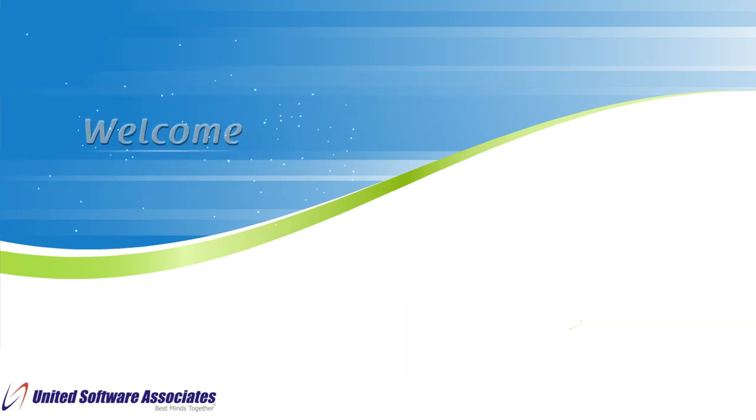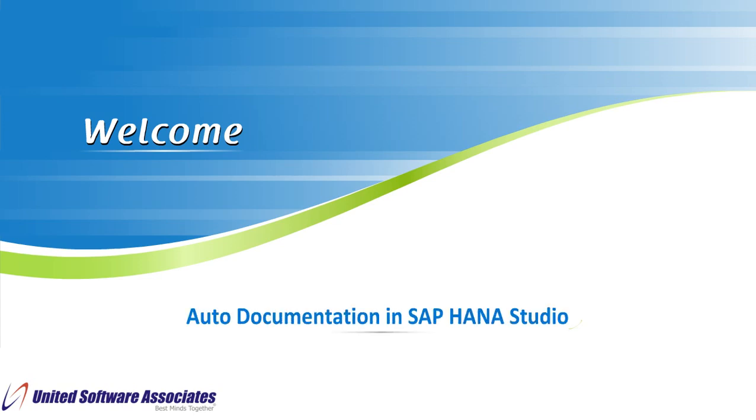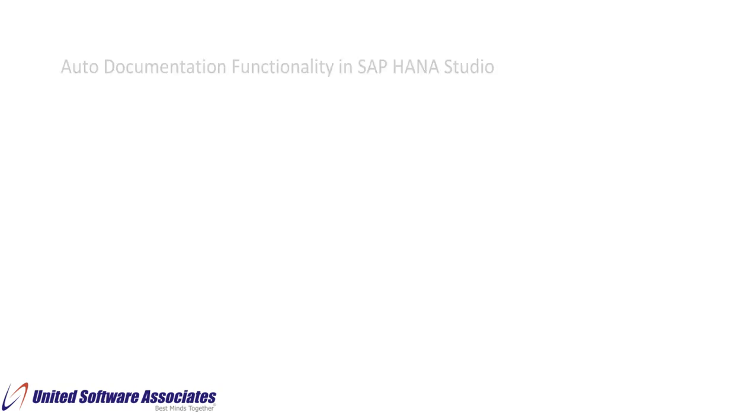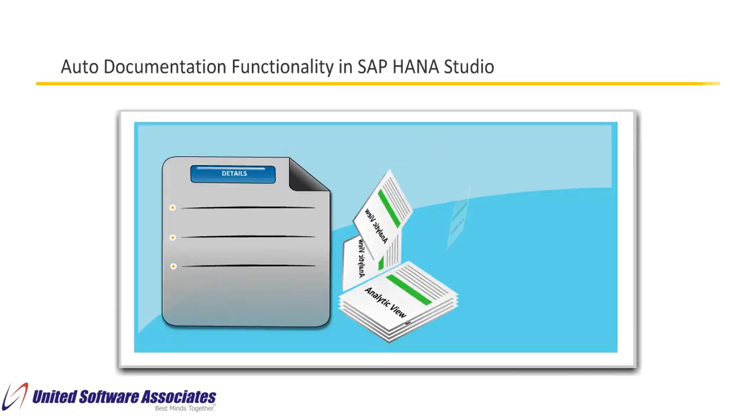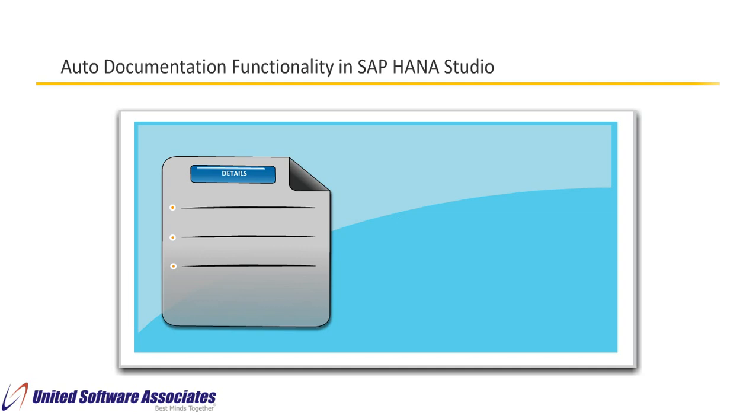Welcome. In this video, we will see how to use auto documentation functionality in SAP HANA Studio. We use this procedure to capture the details of an information model or a package into a single document. This helps us in viewing the necessary details from the document instead of referring to multiple tables.